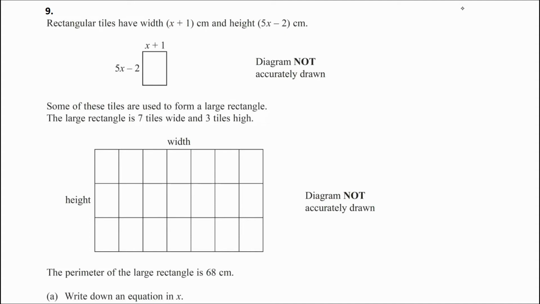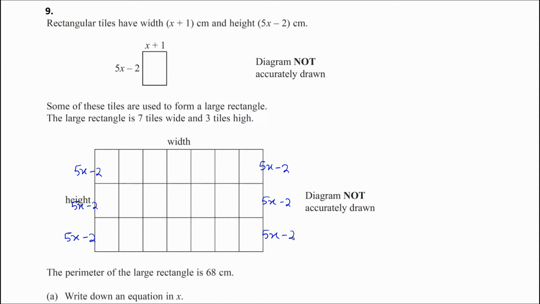It's given in this question that rectangular tiles have width x plus 1 and height 5x minus 2. Some of these tiles are used to form a large rectangle, and the large rectangle is 7 tiles wide and 3 tiles high. So if the height of each tile is 5x minus 2, it means that this will be 5x minus 2, 5x minus 2, and 5x minus 2. All the way, even each of these will be 5x minus 2.